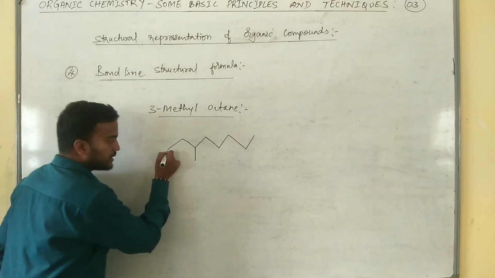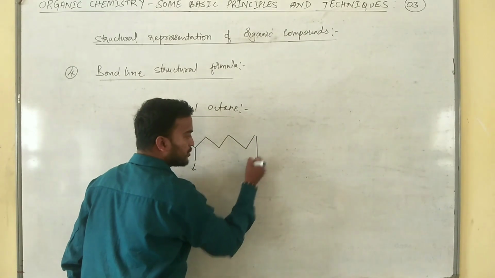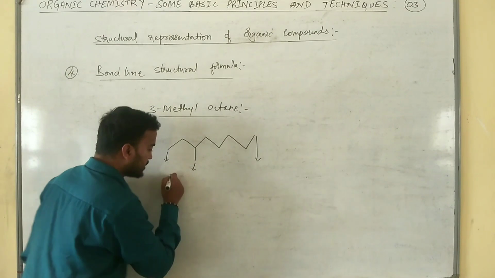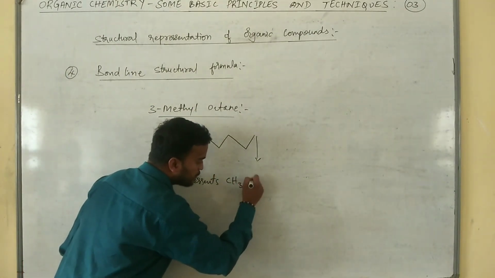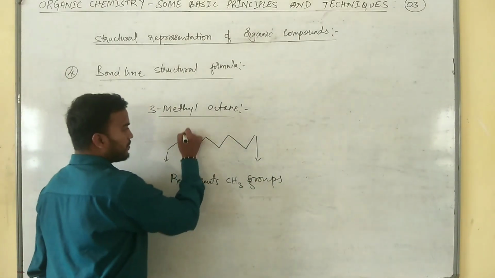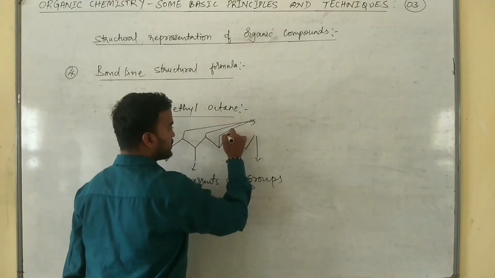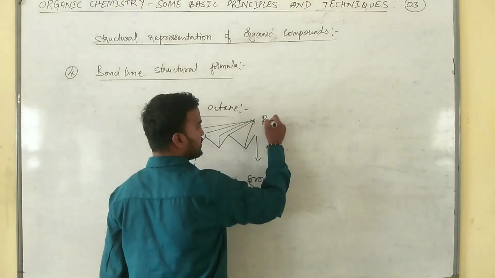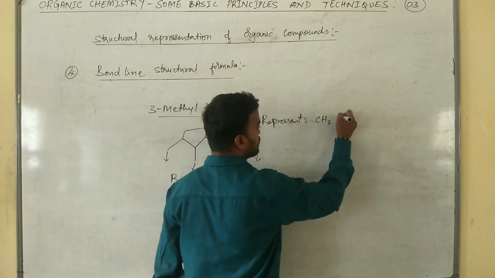In this case, this is a termini position, this is also a termini position, and this is also a termini position. So these terminal positions, these termini, represent CH3 groups, and these are unsubstituted intersections. They represent CH2 groups.